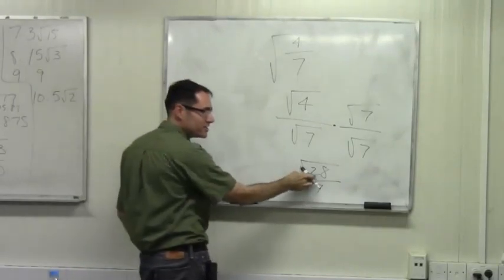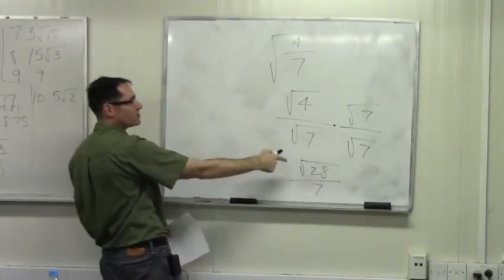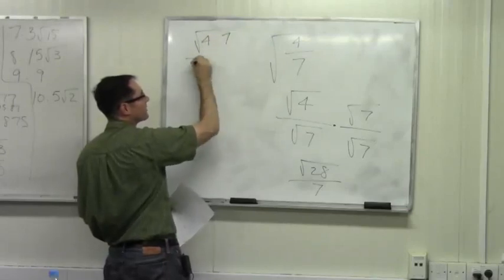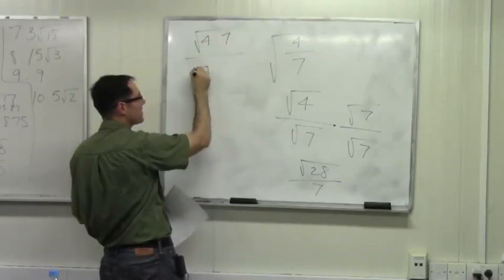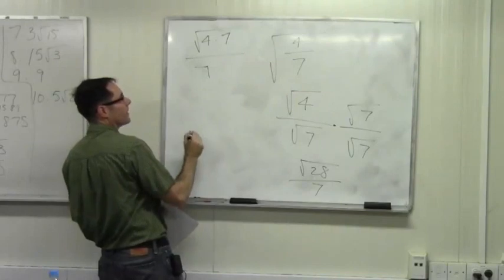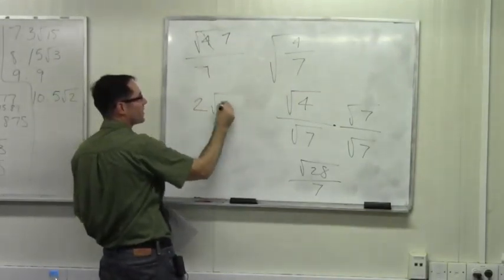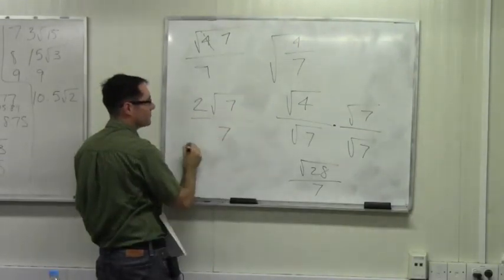But can we reduce this some more? Yeah. What goes into 28? Square root of 4 times 7, like that, divided by 7. Okay? What's the square root of 4? 2 times the square root of 7 divided by 7.